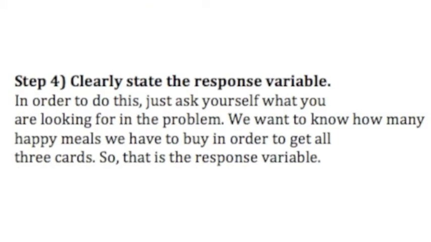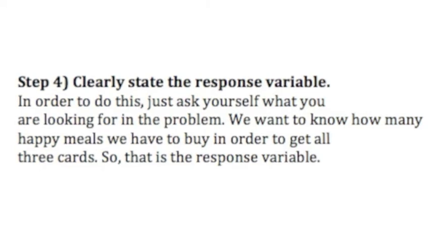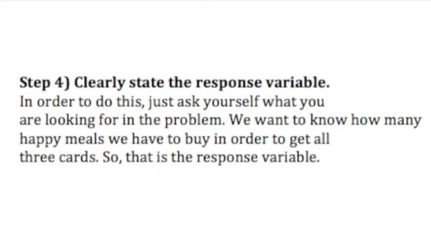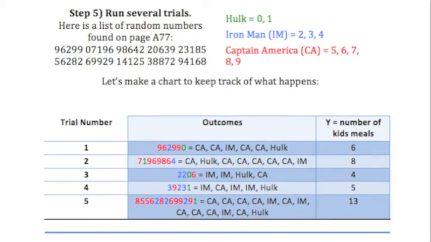Next, we will clearly state the response variable. In order to do this, just ask yourself what you are looking for in the problem. We want to know how many Happy Meals we have to buy in order to get all 3 cards. So, that is the response variable. For step number 5, we are going to run several trials. Instead of actually buying the Happy Meals, we are going to pretend.